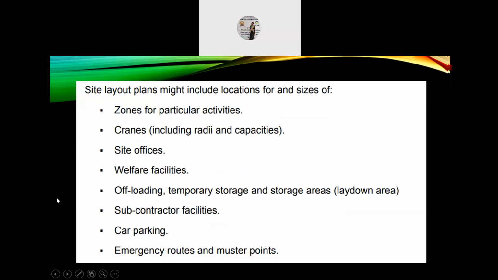Next, site layout plans might include locations for and the sizes of the following. First, zones for particular activities. Second, cranes, including radiuses and capacities. Third, site offices. Fourth, welfare facilities. Fifth, offloading and temporary storage areas, basically a laydown area. Next, subcontractor facilities. Next, car parking. And the last one is emergency routes and muster points.